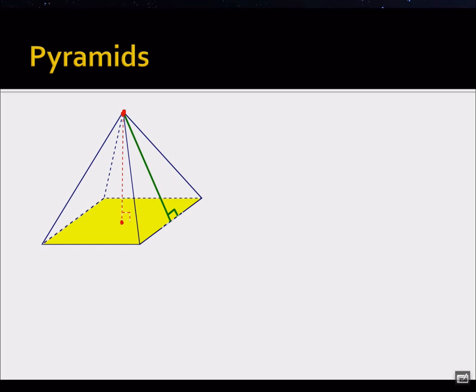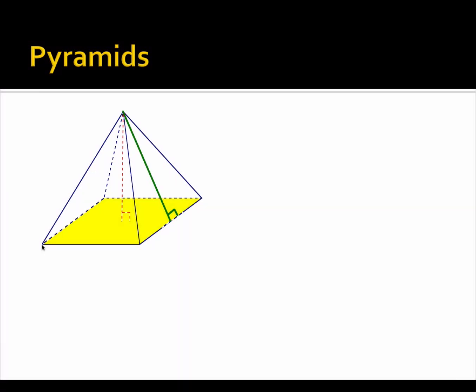When you have a right pyramid, they're a lot easier to work with because then all the lateral faces are identical. What shape are those lateral faces? Nathan? Isosceles triangles. Thank you, isosceles triangles. You find one of them, you can find all four.